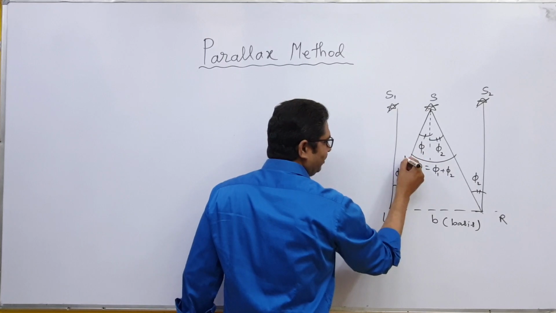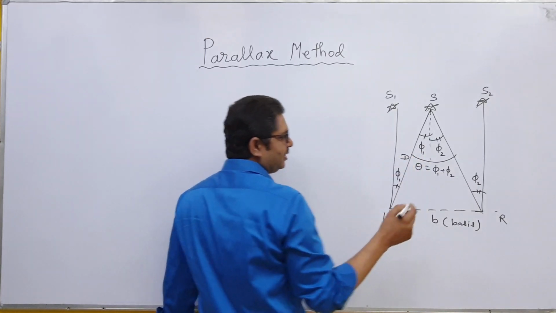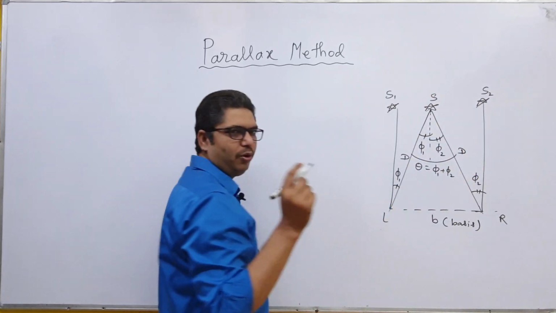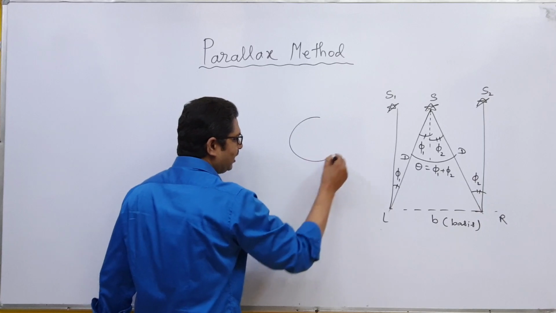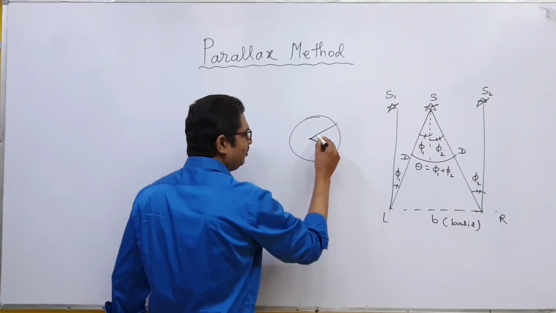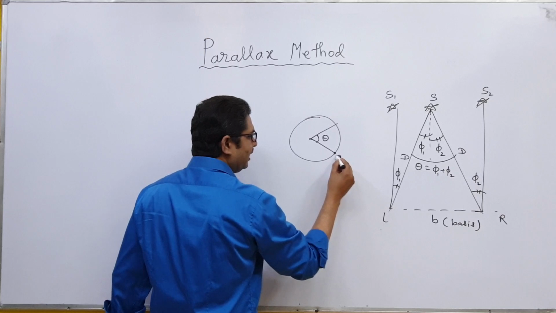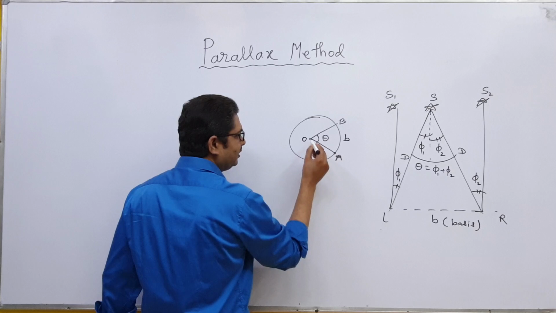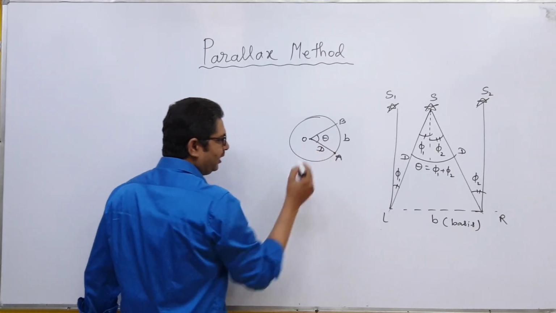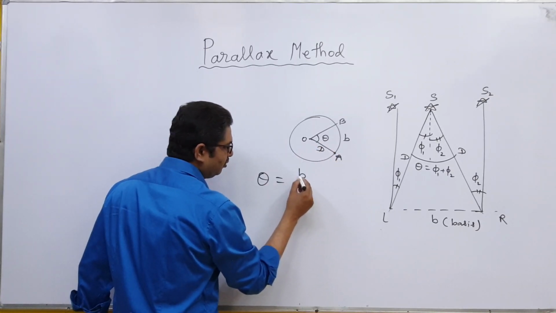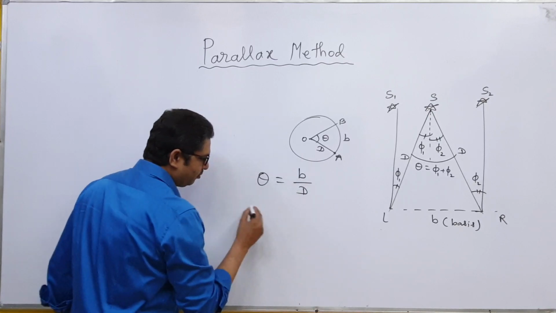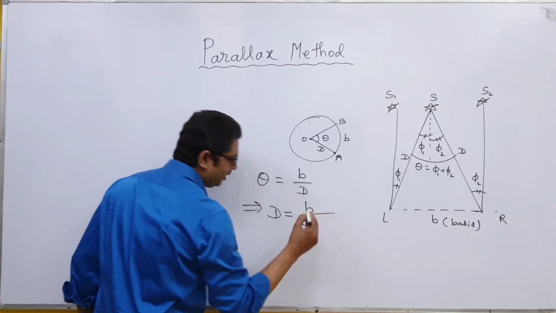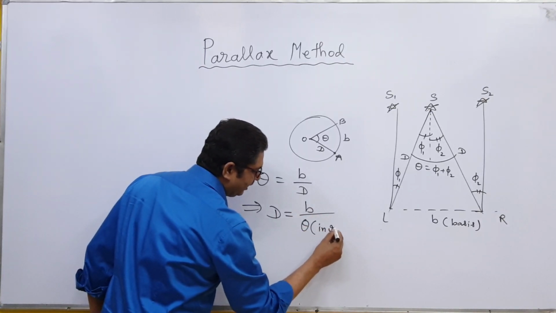Now LS is said to be D, distance. Similarly, here RS is also D. You know that if you draw a circle here and this angle is theta and this is arc length AB, the arc length is B and this OA is D, then you know that theta is equal to B upon D. So from here, D is equal to B upon theta. Theta should be in radian.